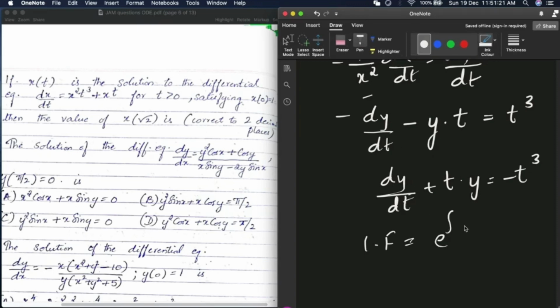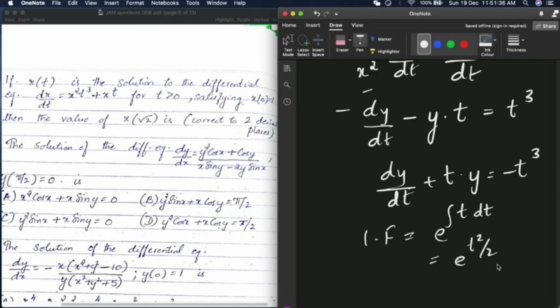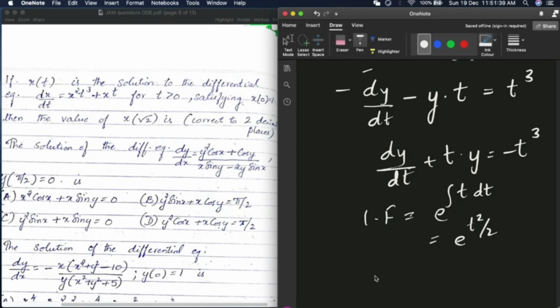What's the solution? It's linear in y now. E raised to t square by 2, no? Yes, integrating factor, right? So y into e raised to t square by 2 is equal to the integral.